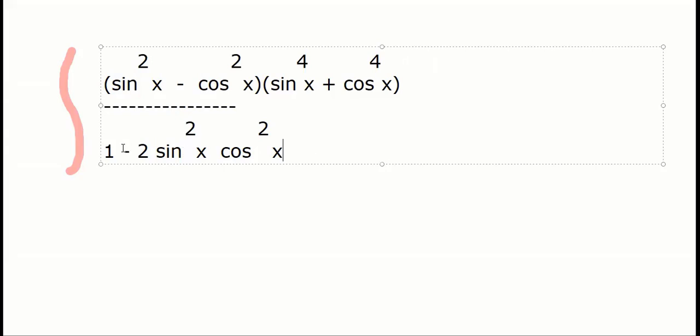Can you write something here? Sin square x minus cos square x in the numerator is okay. The denominator is 1 minus 2 sin square x cos square x. Can we write this 1 as something? Can we write this 1 as sin square x plus cos square x? So sin square x plus cos square x minus 2 sin square x cos square x.